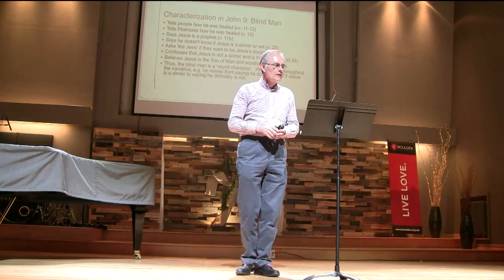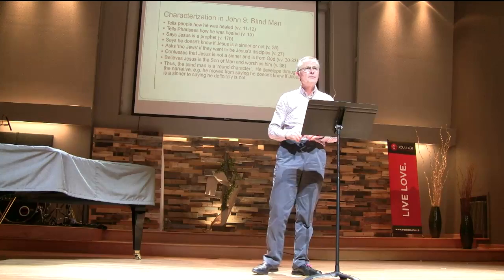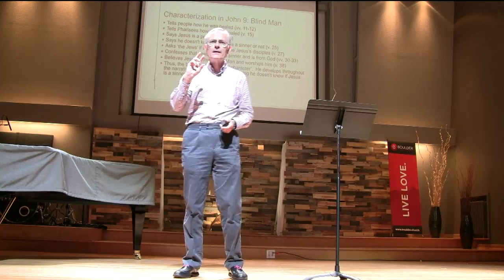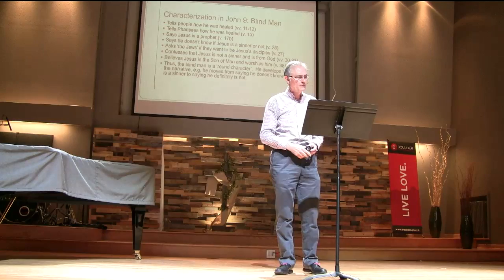So as far as preaching this passage is concerned, maybe I should just mention this as well: in addition to the blind man being a complex character, the Pharisees and Jews are also round characters, because they move on a little bit in this narrative from simple curiosity to outright opposition. So the Jews and Pharisees are also round characters.